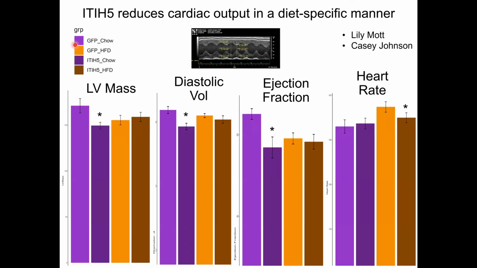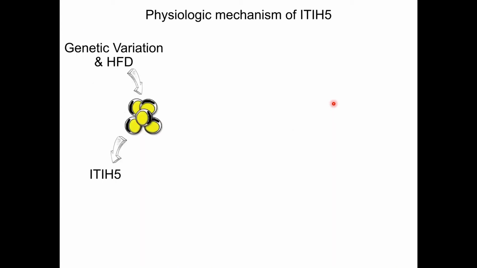But nonetheless, again, it's this gene by diet interaction. The mass of the left ventricle is reduced in the context of ITIH5 under normal chow conditions, and this is completely desensitized under a high-fat diet. In fact, the only thing, and we can't explain this at all, that does change in the high-fat diet group mice is the rate of the heart. So potentially some compensatory effects. We really think that this is changing systemic metabolism, which I think is our real interest and primary focus right now, but it's interesting to recapitulate these effects at the level of the heart as well.